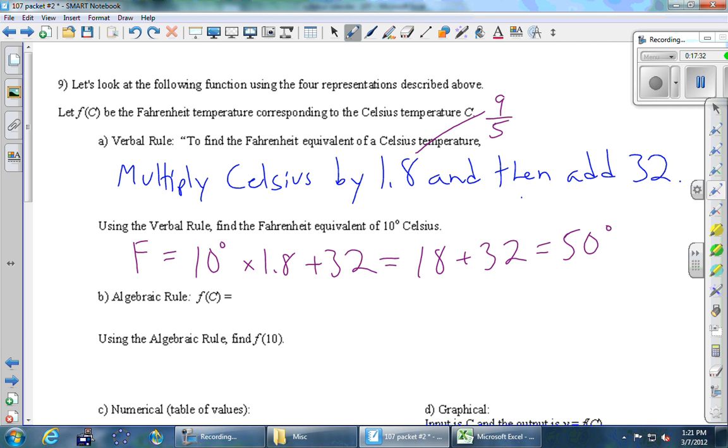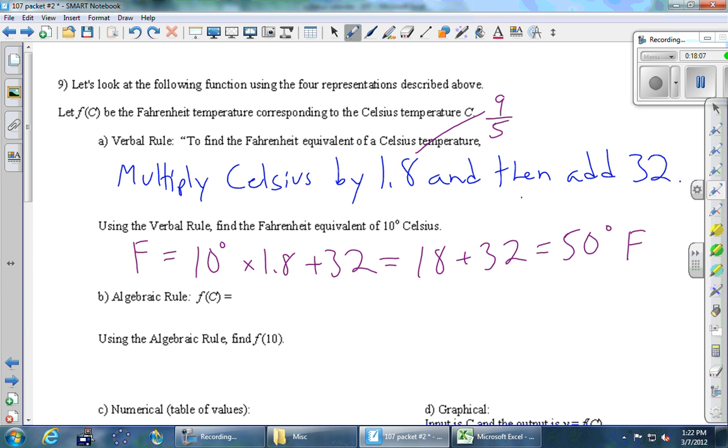I got 50. You guys got 50? 50 what? 50 degrees Fahrenheit. That's right. If it's 10 degrees Celsius, it's 50 degrees Fahrenheit. Which one is colder? 10 degrees Celsius or 50 degrees Fahrenheit? They're the same. I can't fool you guys. I see some smirks on your faces. Come on, Ian. They're the same. They're either both cold or both hot, or whatever you think they are. But 10 degrees Celsius means 50 degrees Fahrenheit.